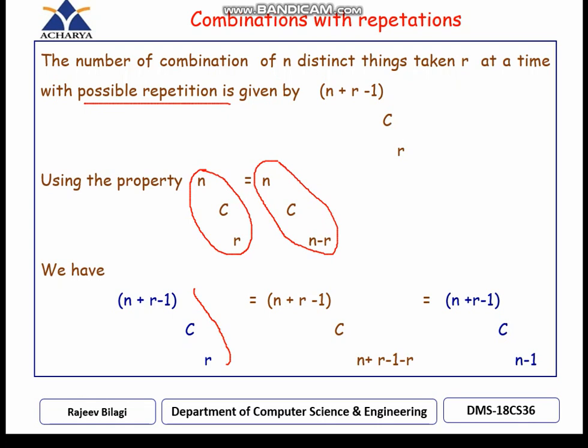So I'll consider this as n, and this I will consider as r. Applying this particular formula, n plus r minus 1 C, instead of n it is n plus r minus 1, and here as n minus r, so instead of r I have written n minus r here. So what I am getting here is n plus r minus 1. So this r gets cancelled. I am left with n minus 1.